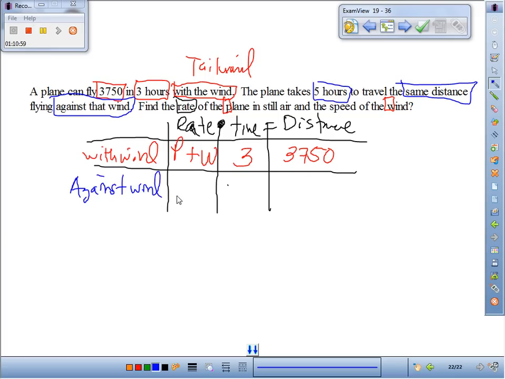So, if it's against the wind, it's a what? Minus. So this is P minus W. How long did it take? 5 hours. And if it's the same distance, we write 3,750.